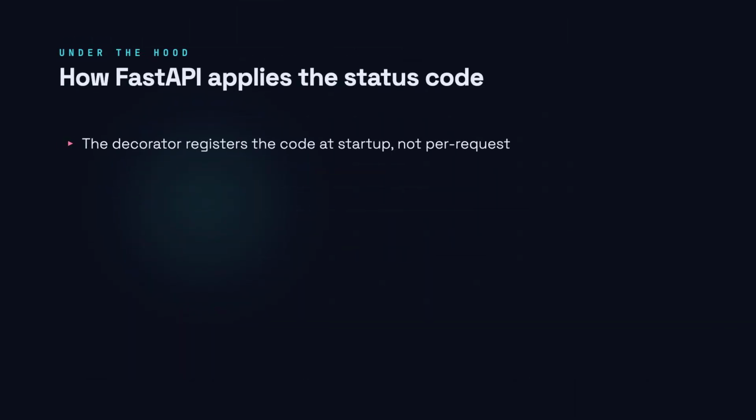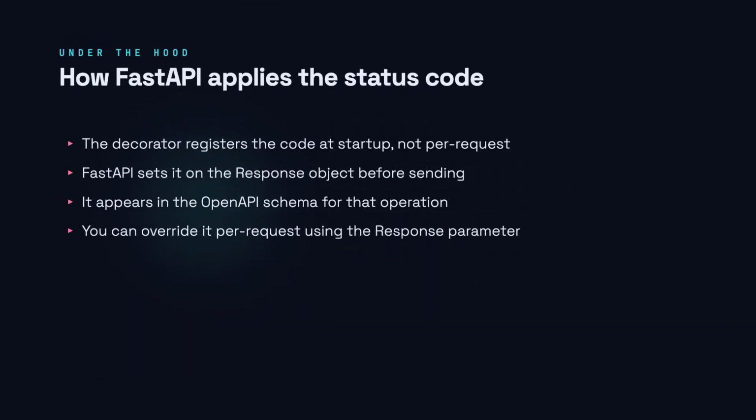When your application starts, FastAPI reads the status_code you declared on the decorator and records it in the route's metadata. When a request arrives and your function returns successfully, FastAPI wraps the return value into a response and stamps that recorded code onto it. You never touch the response object yourself. That same code also appears in the automatically generated OpenAPI documentation, so your API contract is accurate without any extra work. If you ever need a different code for a specific request, you can accept a response parameter in your function and set its status_code manually.